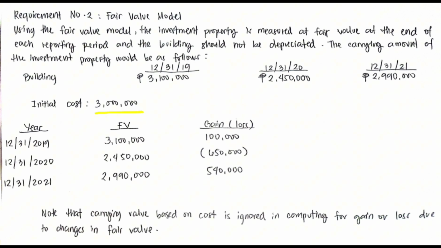Again, our initial cost is 3 million. So during December 31, 2019, our fair value is 3,100,000. So from 3 million ay mag 3.1, then we have a gain of 100,000. Then pag December 31, 2020, our fair value na himong 2,450,000. So from 3.1 million na himong 2,450,000, then we have a loss of 650,000. Then pag December 31, 2021, our fair value na himong 2,990,000. Then we have a gain of 540,000. So take note that under the fair value model, depreciation charges are not recognized.